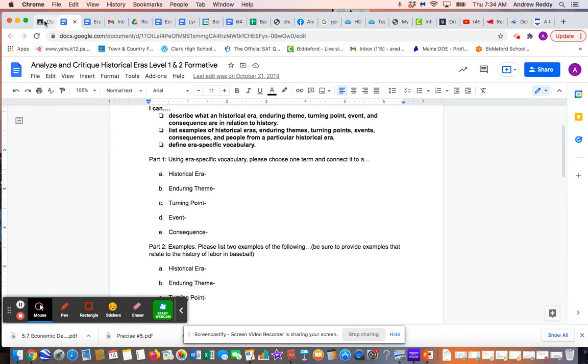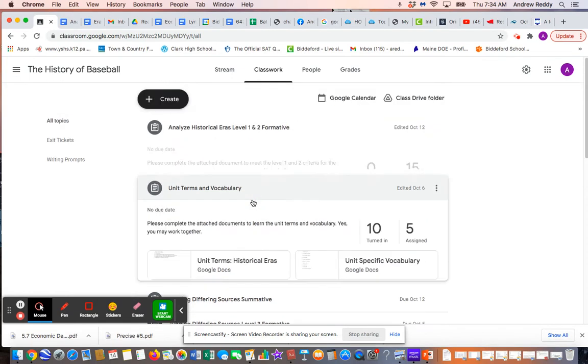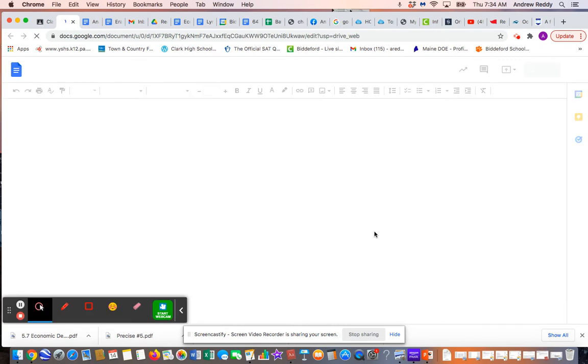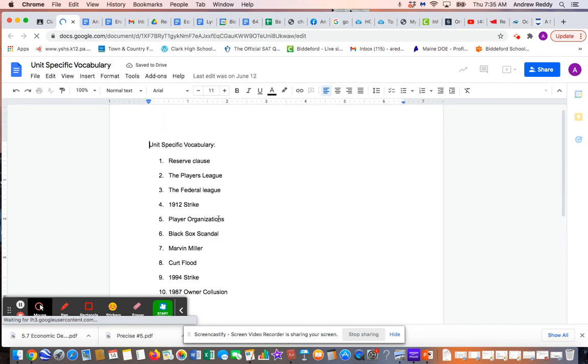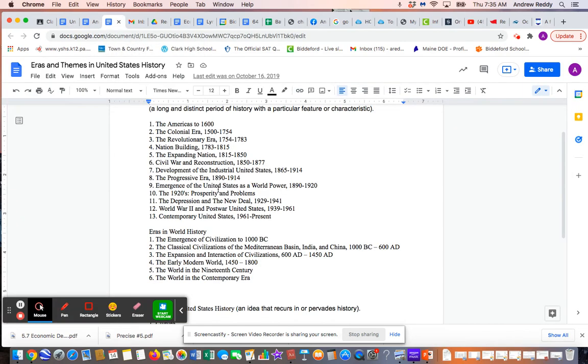So now you have to go back to your unit terms and vocabulary from classroom that you have completed. Here's the unit-specific vocabulary here. You have come up with definitions for these 10 terms that have to do with the labor history of baseball. You're going to choose one, just one, and go back to your assignment. Decide what historical era this event or person fell under, going back to this list here.